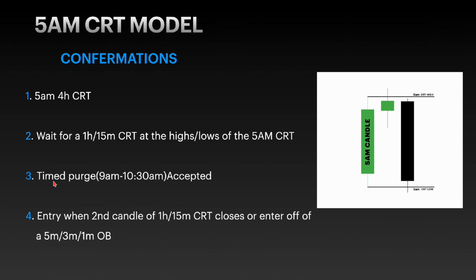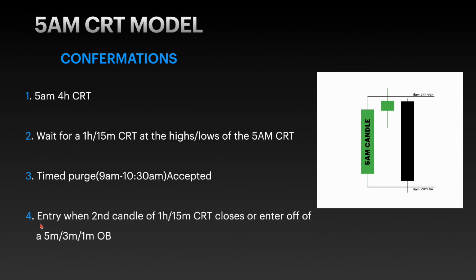Number 3, the timed purge. The model requires a liquidity purge, specifically between 9 AM and 10:30 AM. This third confirmation is the price purging one end of the 5 AM CRT range during this specific time window. If the purge occurs outside the time window, then there is no trade, and you wait for the next one.